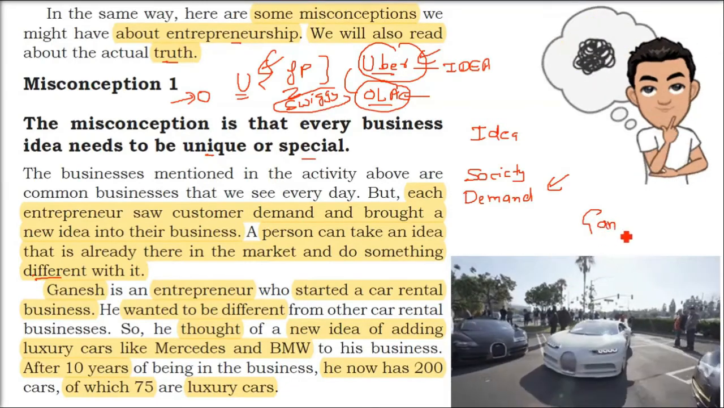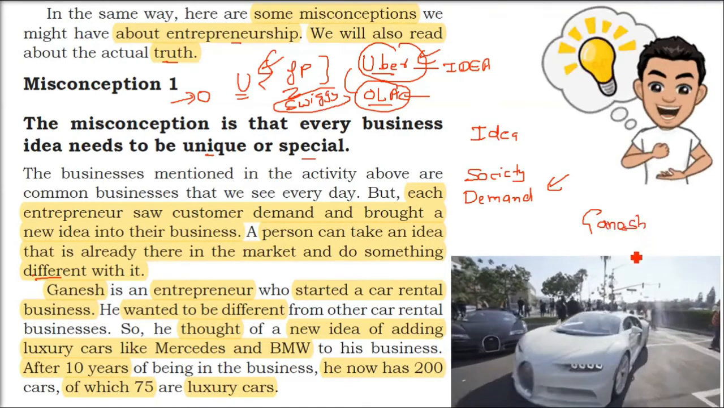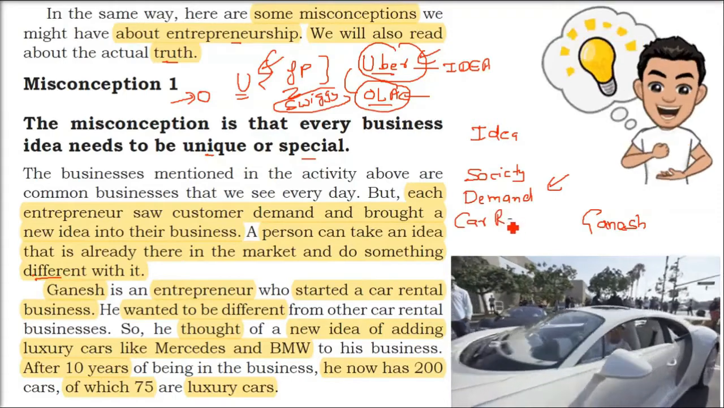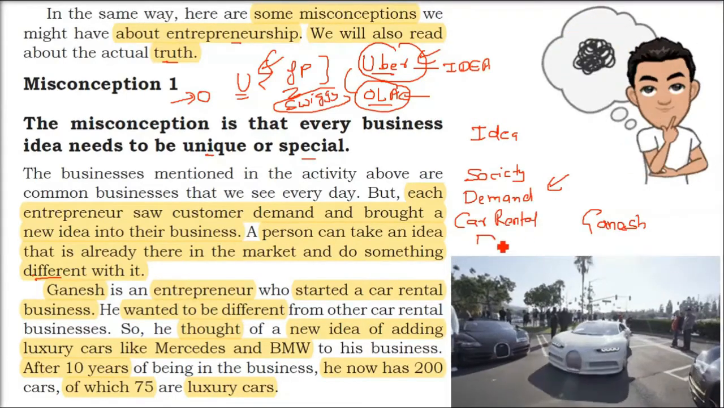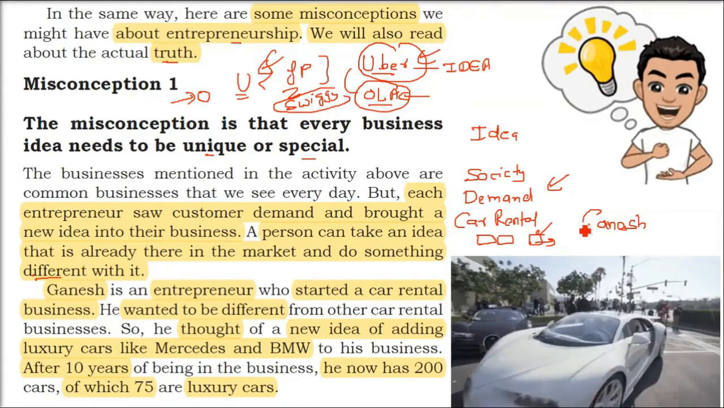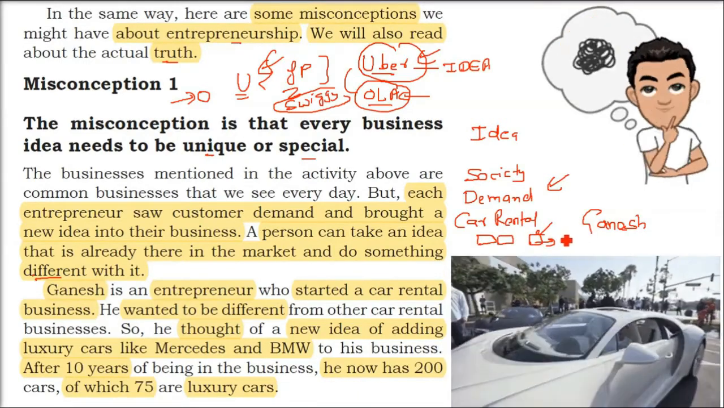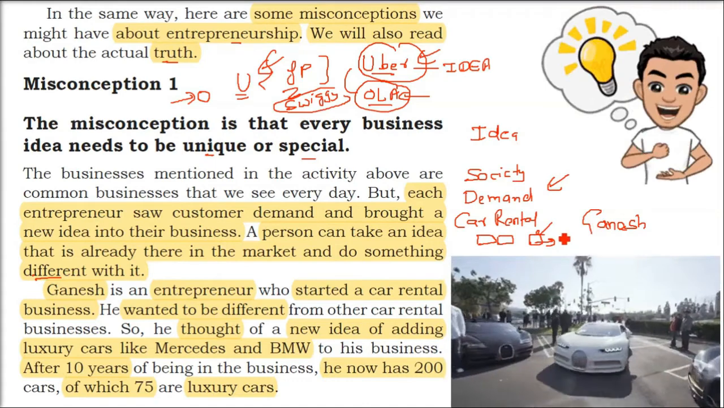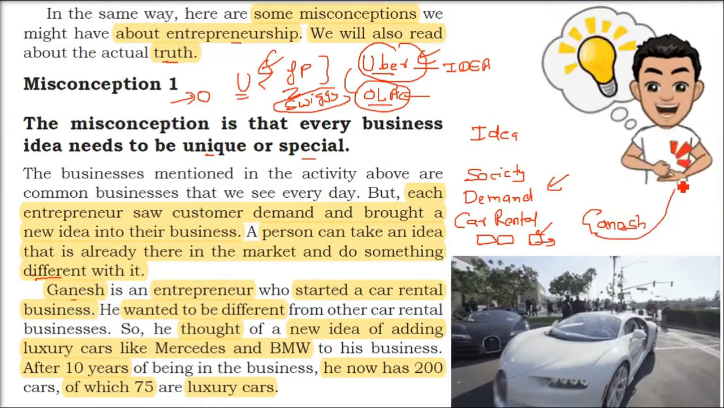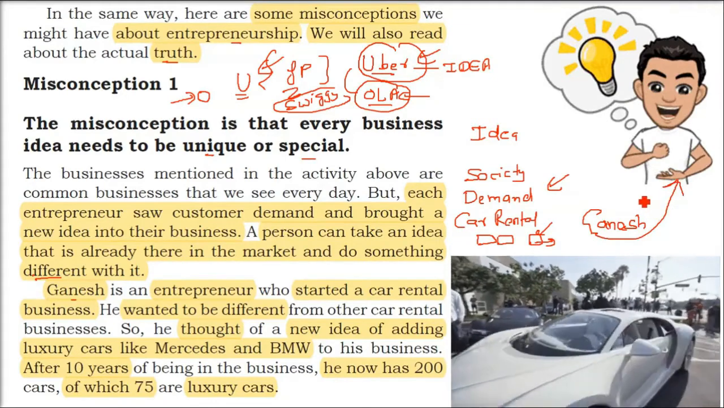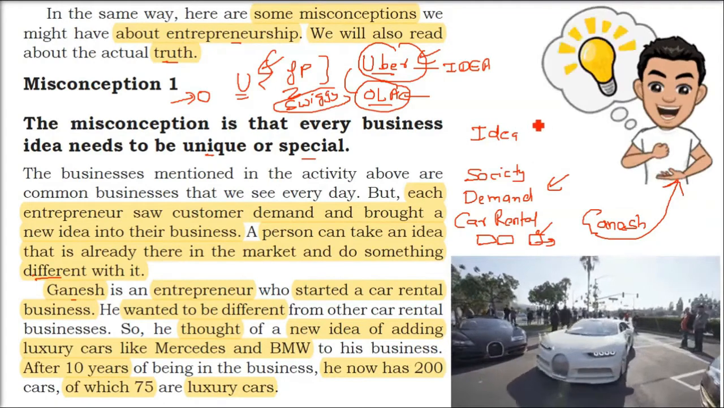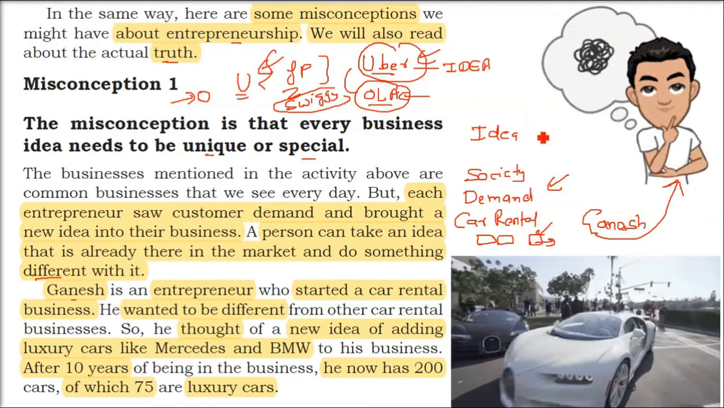I'll give an example of Ganesh. This person which you see is Ganesh. Let us assume that he is an entrepreneur. He started a car rental business. Car rental is basically giving a car on rent for some time, one to seven days or even a month, and you take a per day or per hour charge. Now Ganesh wanted to do something different because car rental companies are in abundance. So what did he do differently?